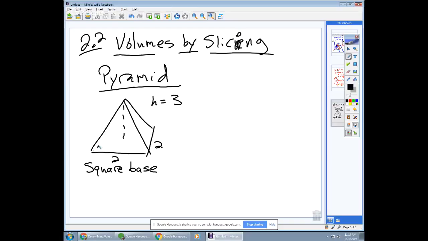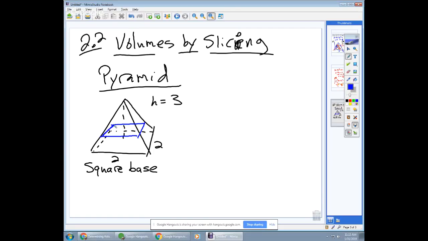So keep in mind the base of this pyramid is a square. Okay. So the slices that I'm envisioning are a slice through here, through the pyramid, parallel to the base. So I'm going to take these slices through the pyramid. Now, if that's parallel to the base, what is the shape of every single one of those cross-sectional slices? They're going to stay squares. As long as I stay parallel to the base, they'll stay squares.